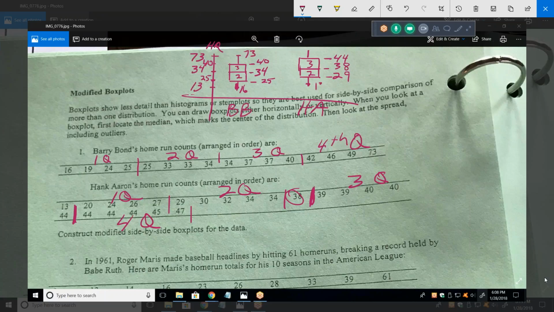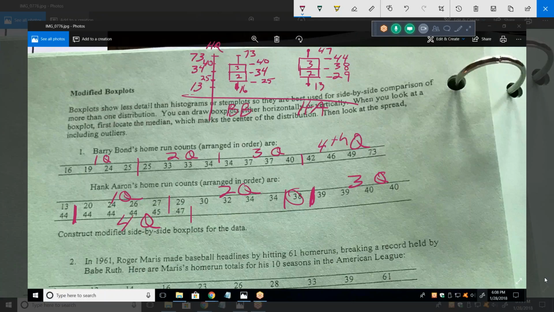Okay, and the lowest outlier on Henry Aaron is 13, and the highest outlier is 47. So I mean, that's got to be what you would want, isn't it? I would think so.